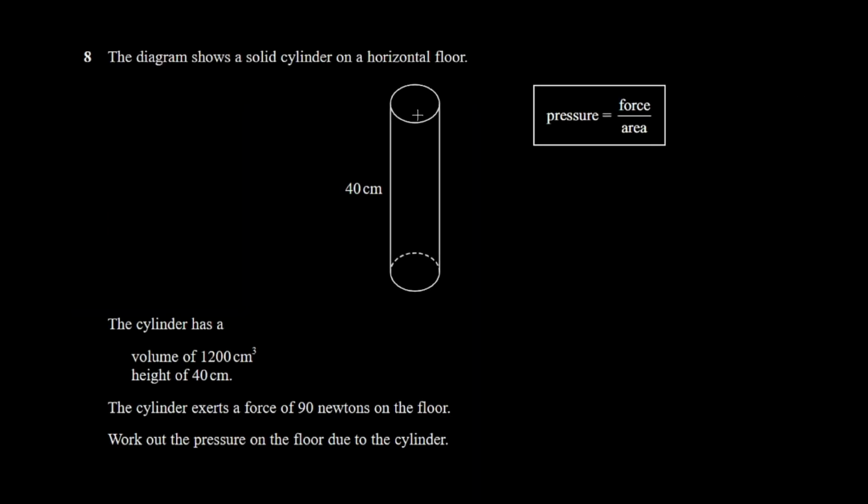Question 8. We've got a cylinder sitting on a floor and we're given the height of the cylinder and we're also given the volume. And we're told that the pressure that it exerts on the floor is equal to the force divided by the area. They've told us the force, so to find the pressure, we need to know the area of the base of the cylinder. And that we're going to have to find from the volume and the height. Let's have a go at it.